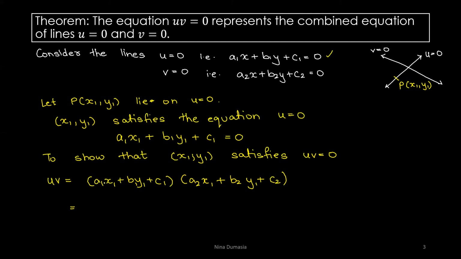that means that when I put this equation here, a1 into x1 plus b1 into y1 plus c1, I know that the value is equal to 0 from star. Okay, so here I will have to write 0 into (a2x1 + b2y1 + c2). Okay, and this is overall equal to 0, and this implies that x1 comma y1 satisfies the equation of uv is equal to 0.